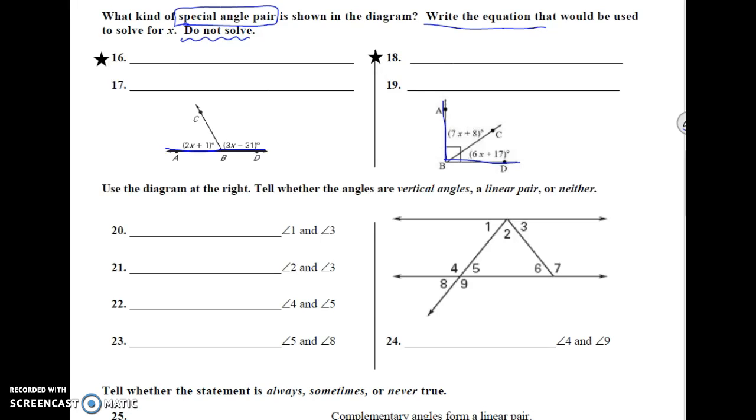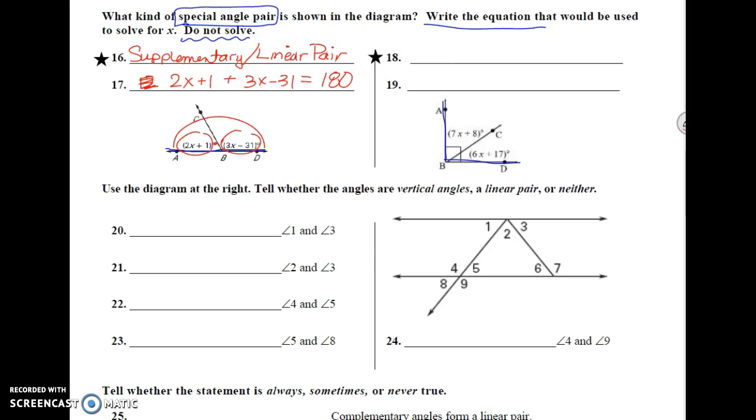So for question 16, the special angle pair, there are two of them that go all the way across. Those are supplementary angles. And you can also consider them a linear pair. In that case, they add up to 180 degrees. So we take the first angle, 2x plus 1, add it to the second angle, 3x minus 31, these two parts right here, and equal it to 180.